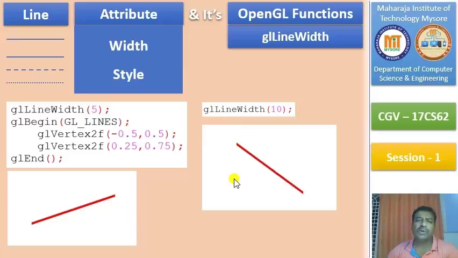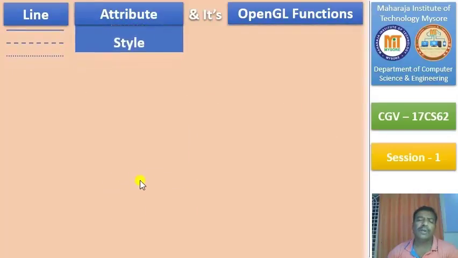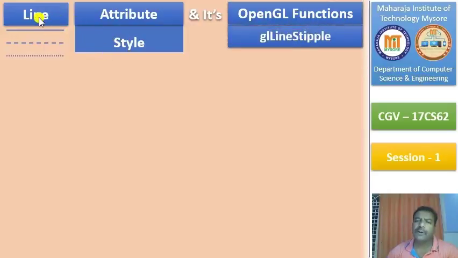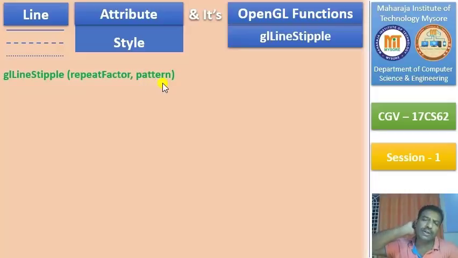Now we'll check out the line style attribute. As I mentioned, there are three different styles we can produce, and the respective OpenGL function we use to work with the style of the line is glLineStipple. We use this API to draw the different types of line. This glLineStipple takes two parameters. The first one is the repeat factor, and the second one is the pattern.